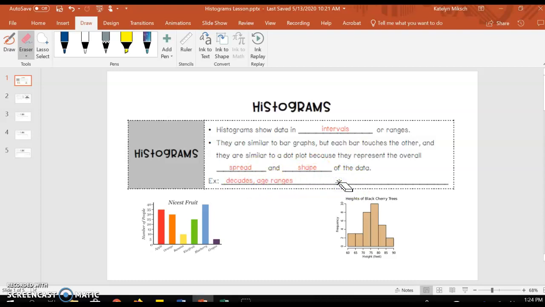Some things that you might see in a histogram are decades. Decades are a period of 10 years in time. Age ranges that maybe perform a certain way, prefer something. It just depends. Those are a few examples, but again, there are many different uses for histograms.